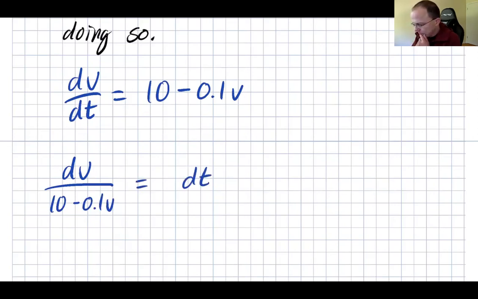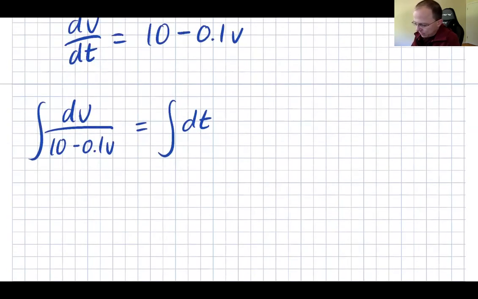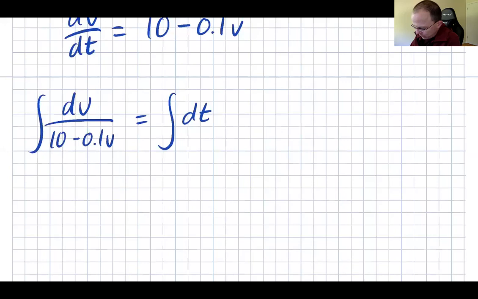I was just thinking there's a way to get rid of that 0.1, but let's just leave it like this. Okay, so integrate both sides, and on this side, we'll make an educated guess that it is going to be a logarithm of the denominator.